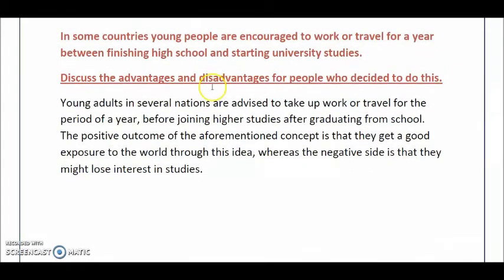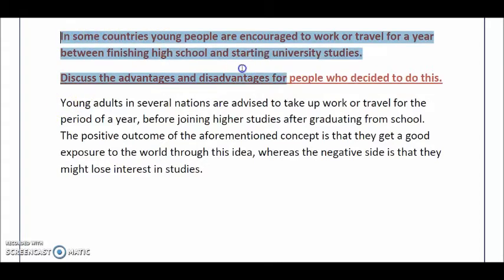Again, we are repeating the question and this is the task. Our paraphrasing should be a paraphrasing of the concept, this part. We should write in our own words. We should try to use proper synonyms and we should try to change the grammar as well.